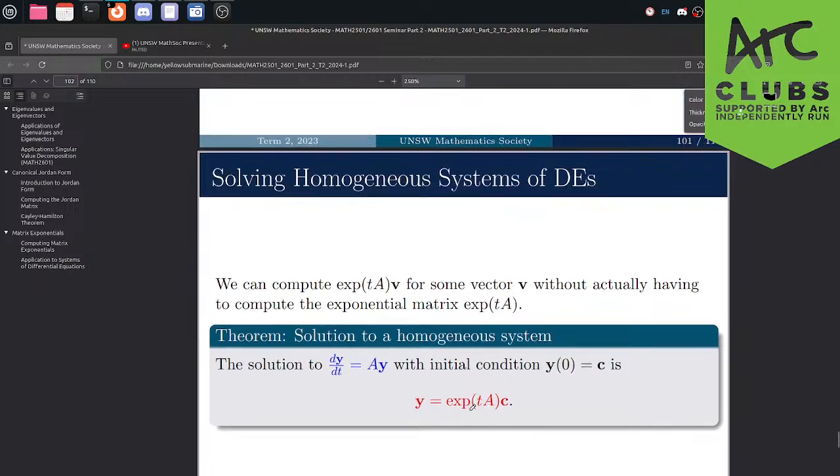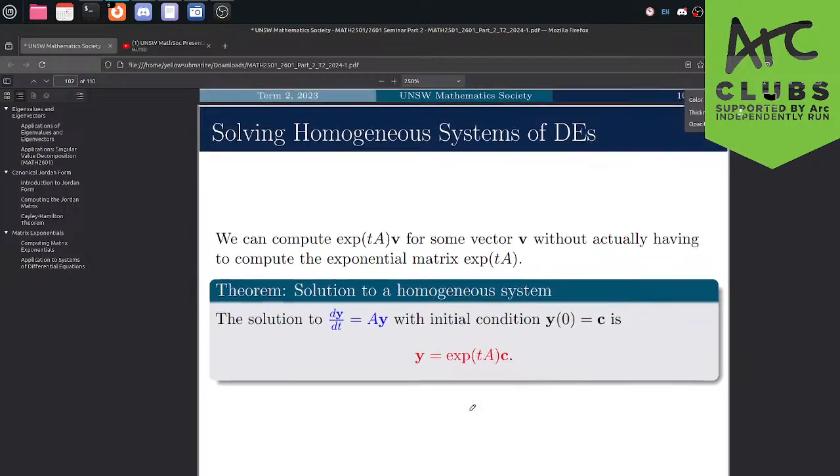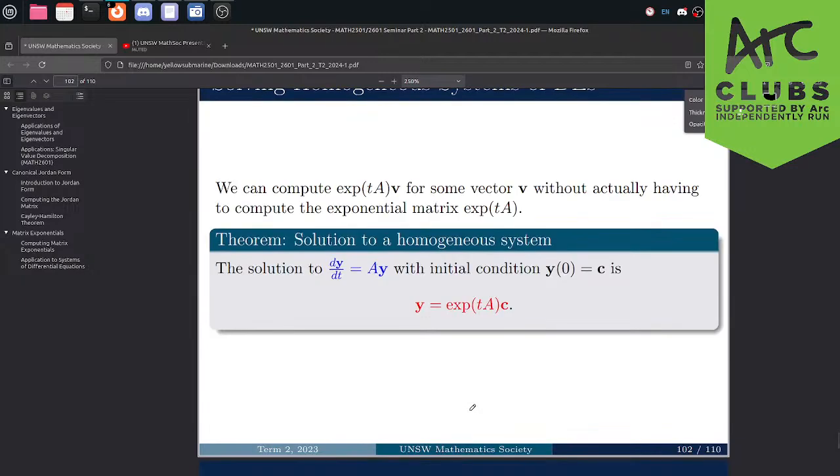Matrix exponentials are very useful for solving homogeneous systems of equations. So the solution to this equation, dy/dt equals Ay, is going to be of this form, for some constant c, more specifically, for the initial condition y(0) equals c.